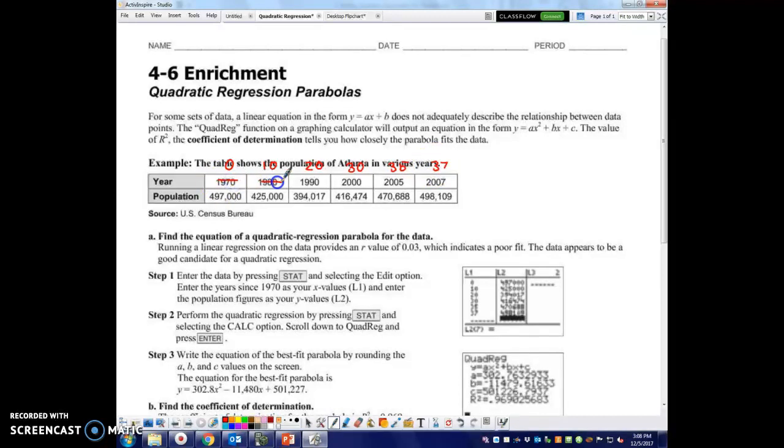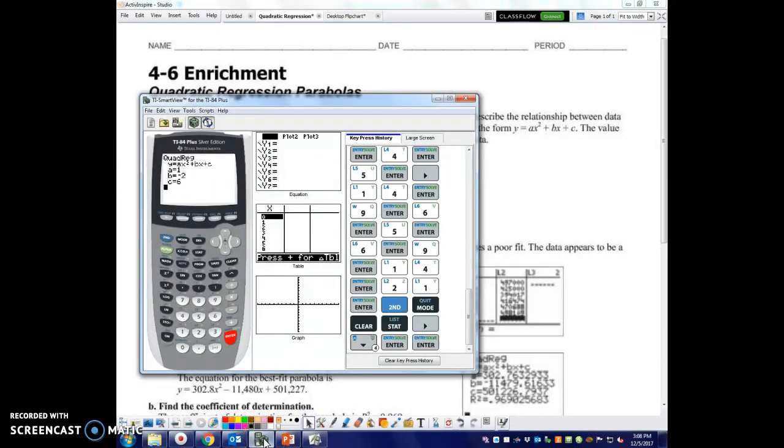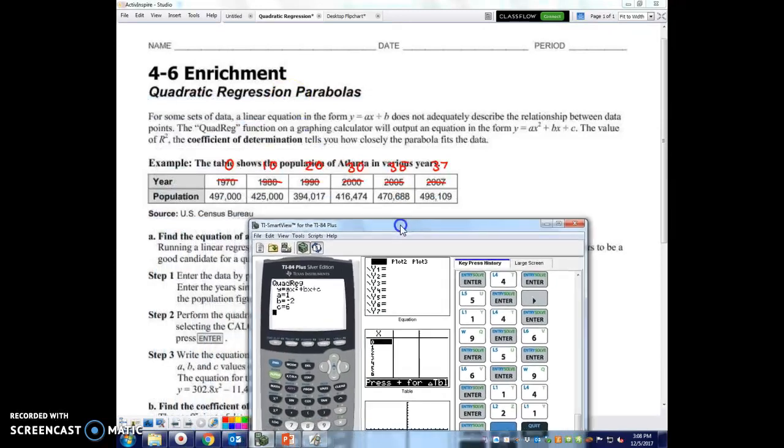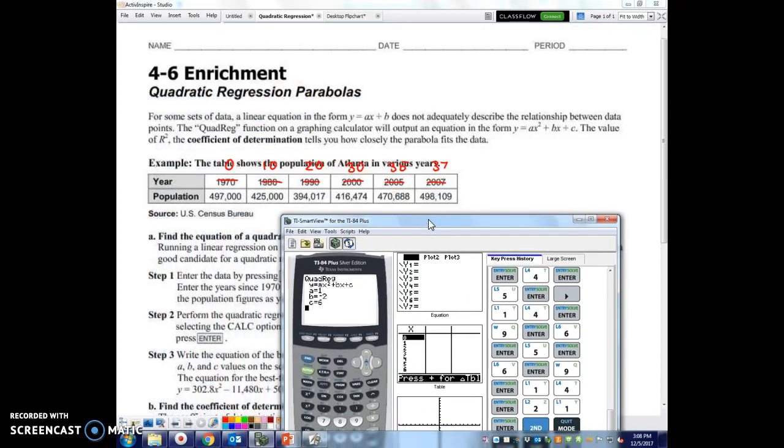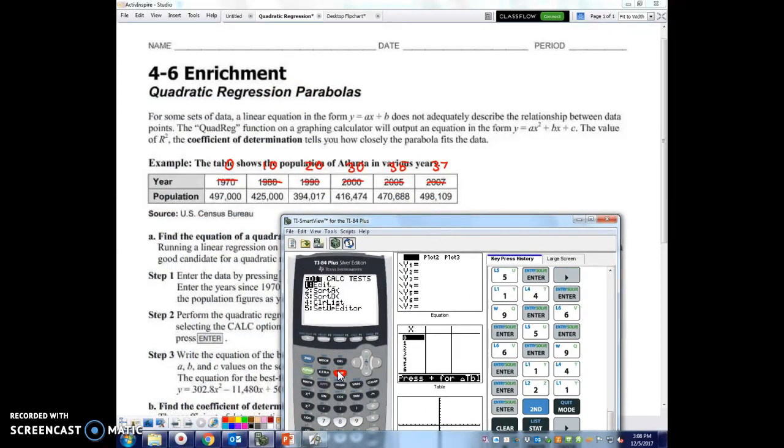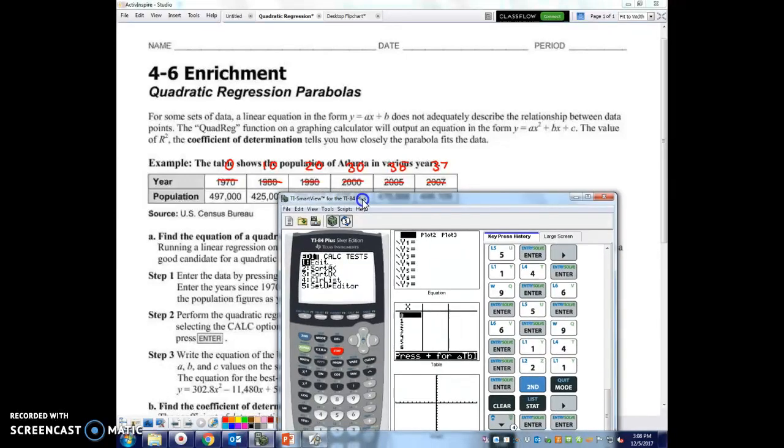You don't actually put the years. That's not going to work. Because years and actual numbers are a little bit different, okay? So you have to put it in like this. So let's do that. We're going to take out our calculators. We're going to type this in. Okay, so let's go to stat, edit.